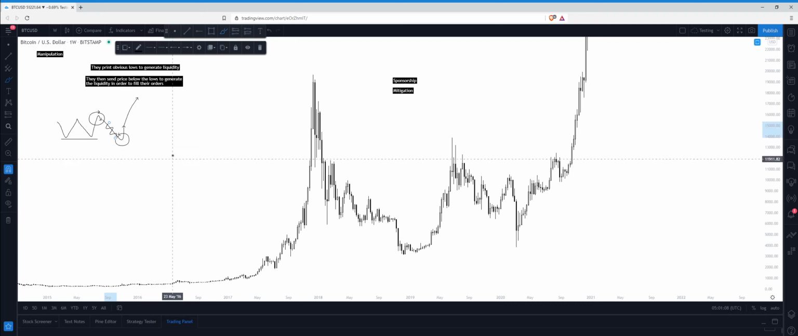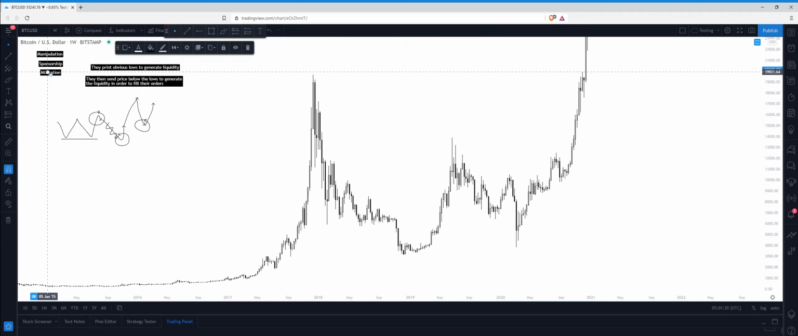So what do they need to do? They need to push price back into the area that they were selling, where they can then let go of the short orders, okay? And then they can shoot price back up. Now what is that? Mitigation, okay?